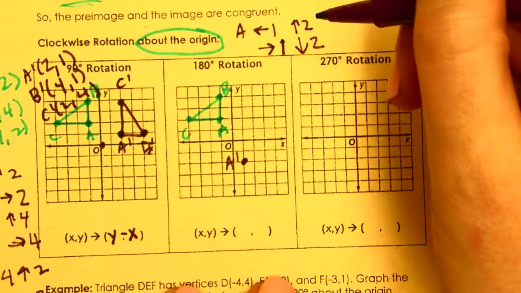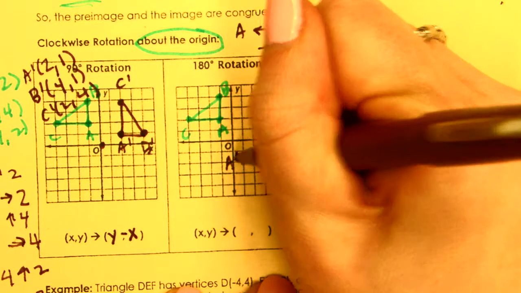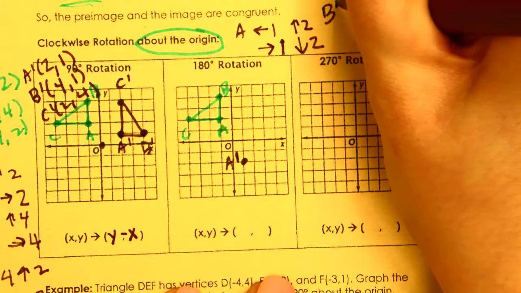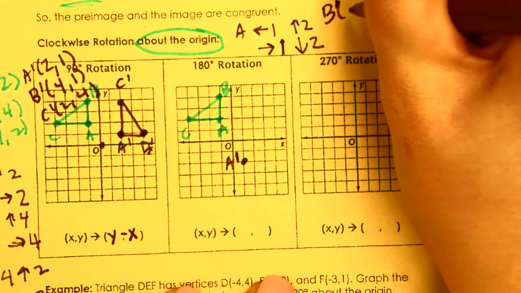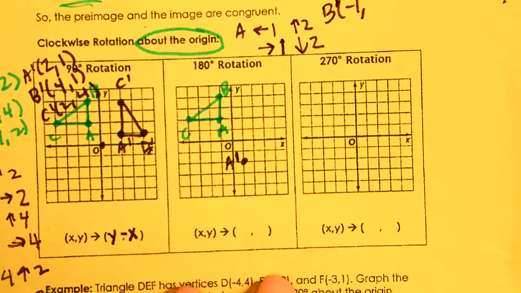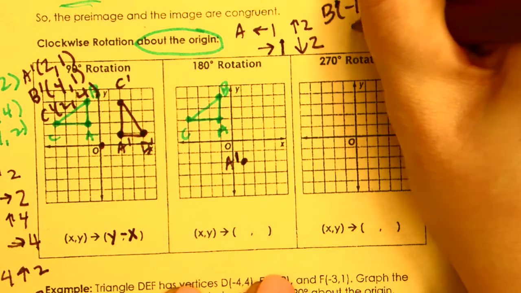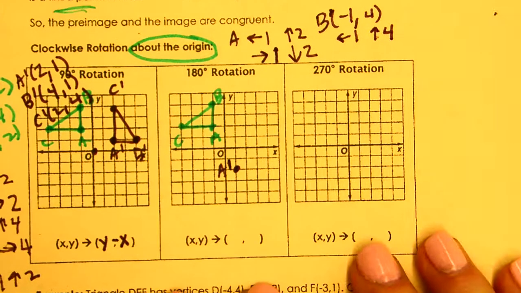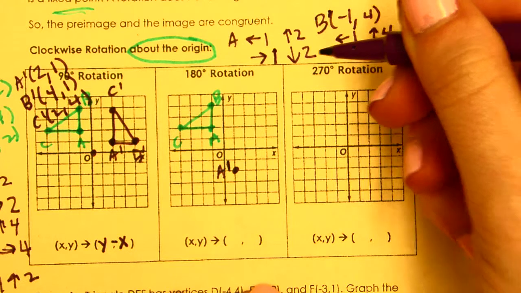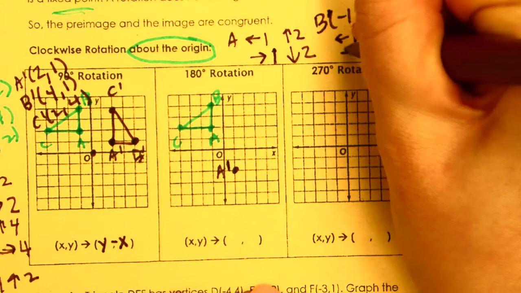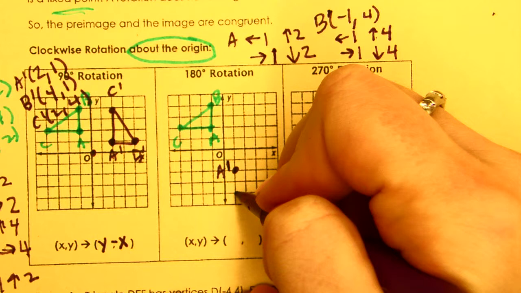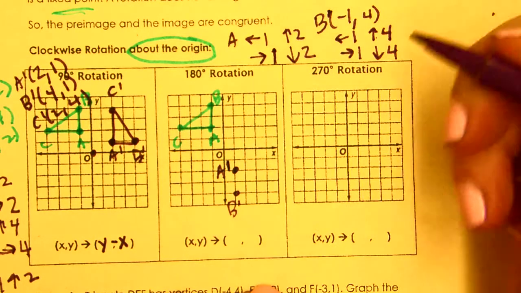All right, then B prime. B right now is at -1, 4. So 1 to the left, up 4. So if I rotate these arrows 180 degrees, 180 degrees from going to the left is going to the right 1, and then 180 degrees from up is down. So to the right 1, down 4, there's B prime.